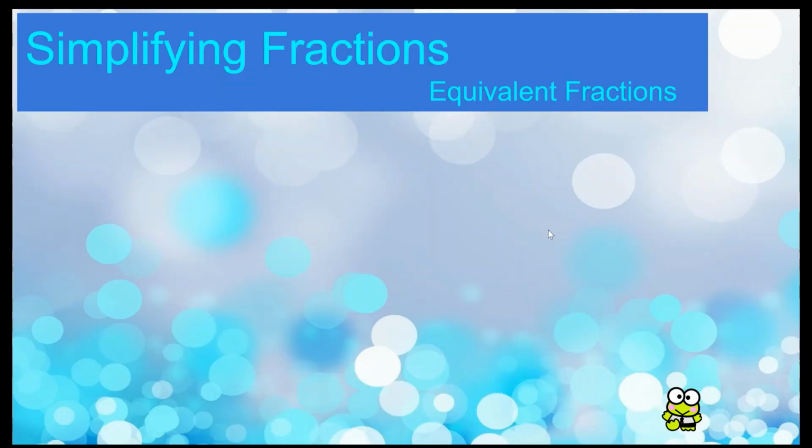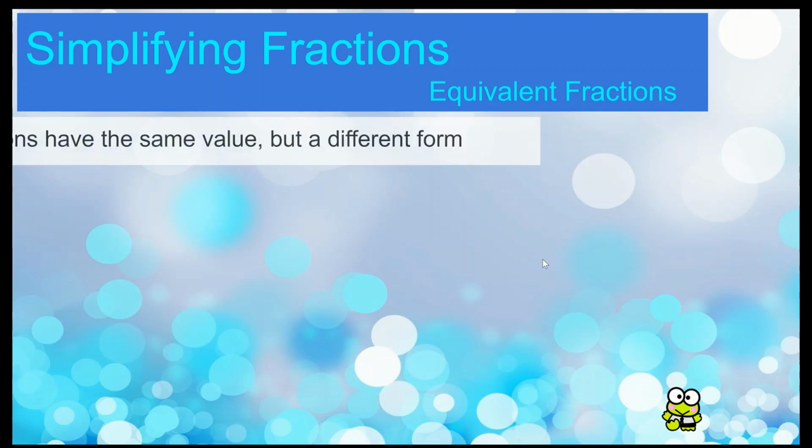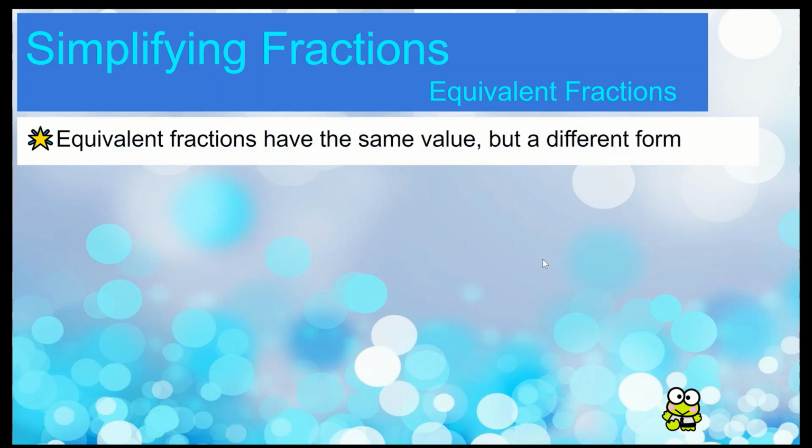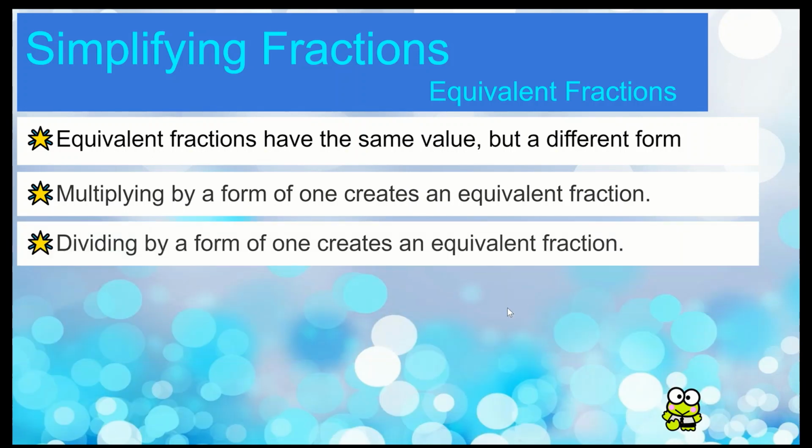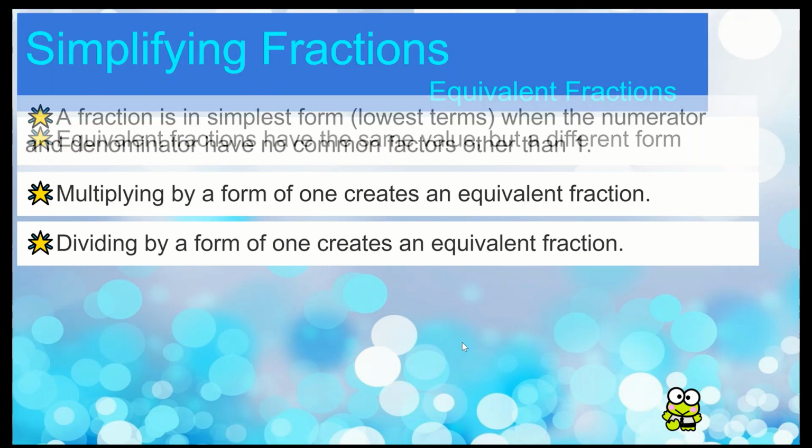Let's go over some of the big ideas about simplifying fractions, which is another way of making equivalent fractions. Equivalent fractions have the same value but a different form. Multiplying by a form of 1 creates an equivalent fraction. That's what we reviewed yesterday. And today we remembered, oh yeah, dividing by a form of 1 also creates an equivalent fraction.